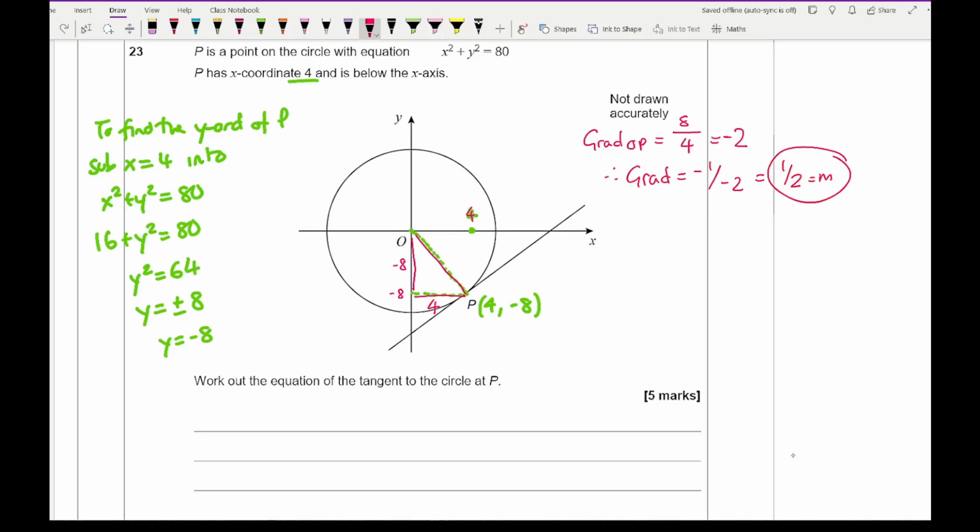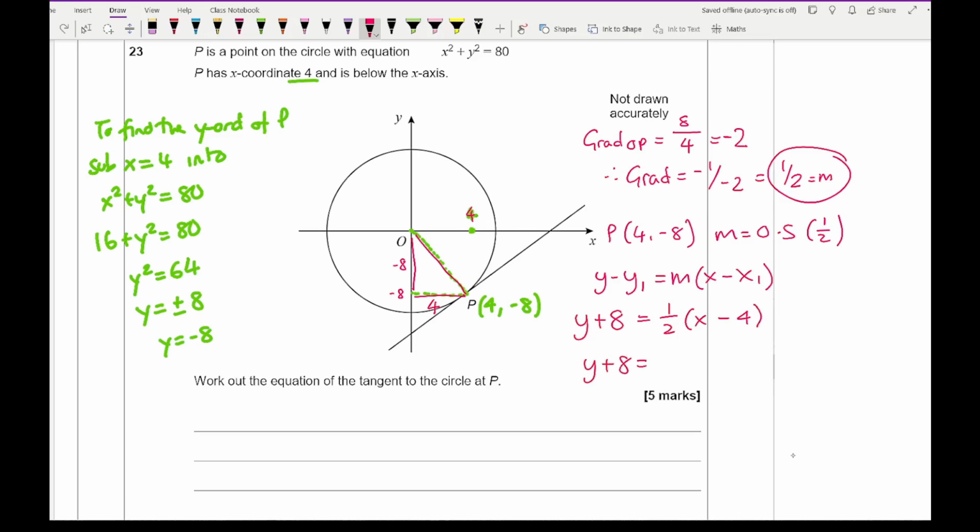Then using the coordinates of P, which is 4, minus 8, and m equals 0.5 or a half, whichever floats your boat, I can use y minus y1 equals m times x minus x1 to work out the equation of the tangent. So it's going to be y plus 8, because minus minus 8 is plus 8, equals a half times x minus 4. Then if I expand it out, I get y plus 8 equals a half x minus 2, because a half times 4 is 2. Then take the 8 over, so you get y equals a half x minus 10, and there is my answer for that one.